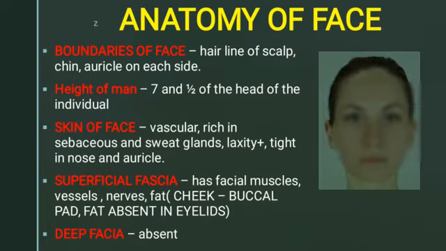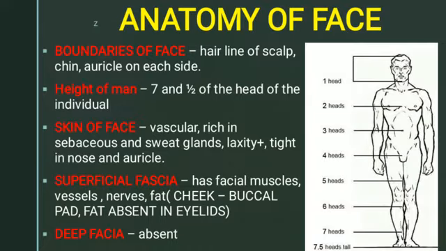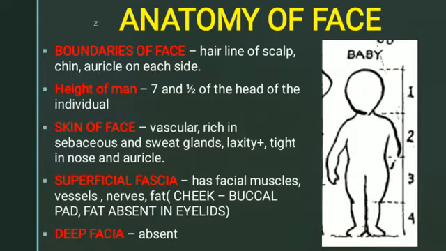Human face is limited above by the hairline of the scalp, below by the chin and the base of the mandible, and on each side by the auricle. The forehead is common to both the face and the scalp. The height of the human being bears a relationship with the head length. The height of an adult man is equal to 7.5 times the head of the individual, while that of an infant is 4 times the head length.